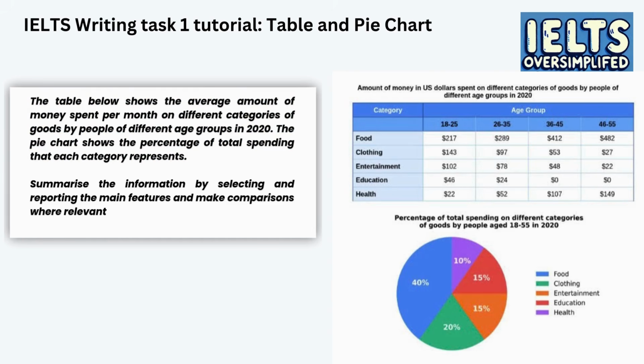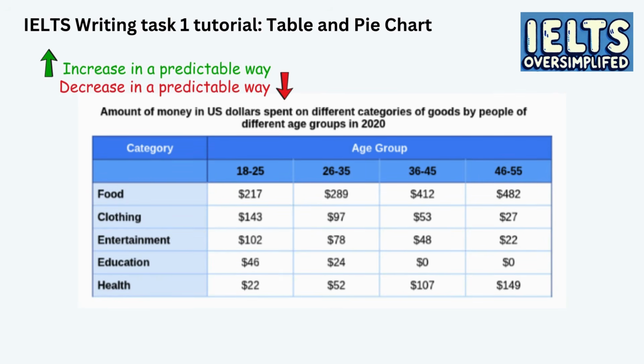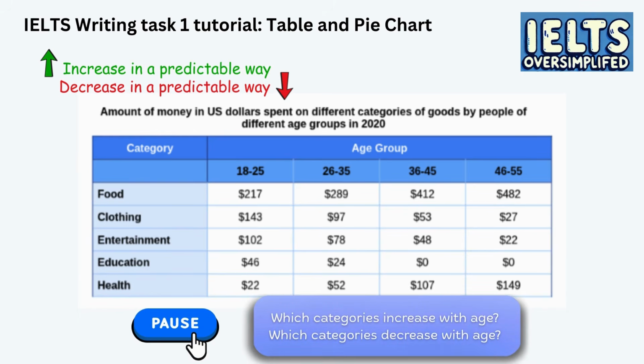All right. It might be easy to understand your charts, but the hard part is finding trends and patterns to make sense of everything. Let's start with the table. A good thing to look for with any chart or table are things that increase in a predictable way and things that decrease in a predictable way. Lucky for us, this table isn't too complicated.